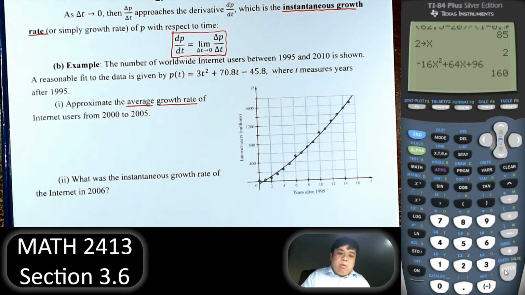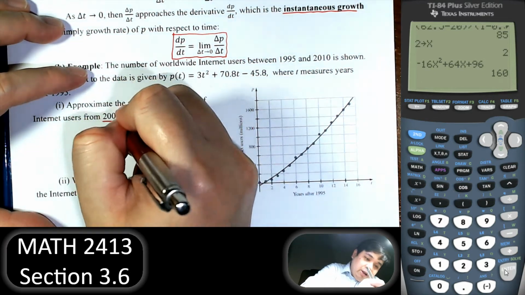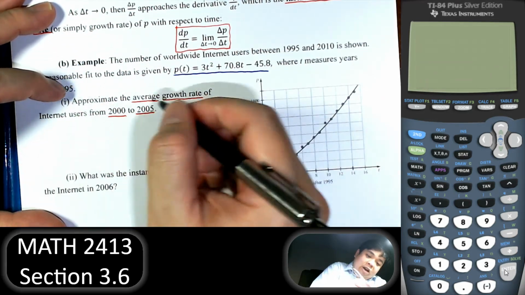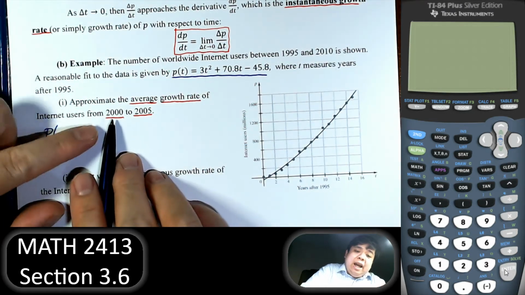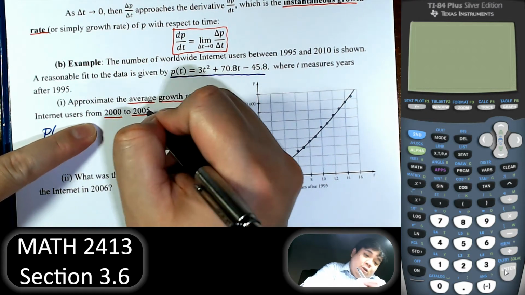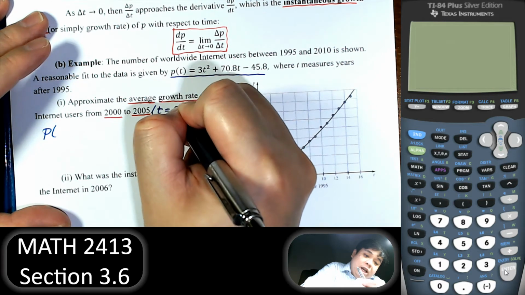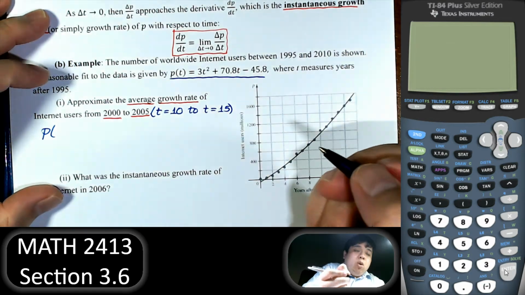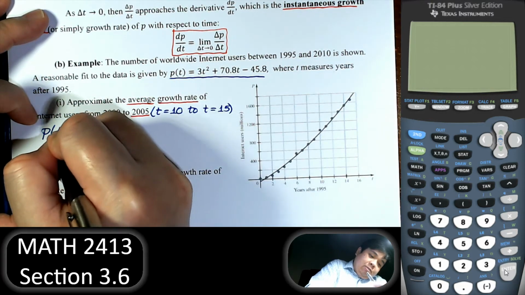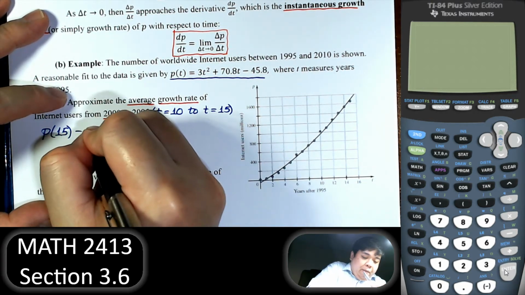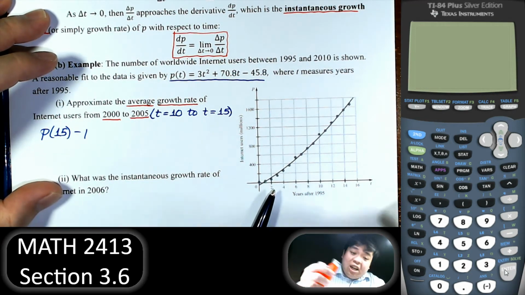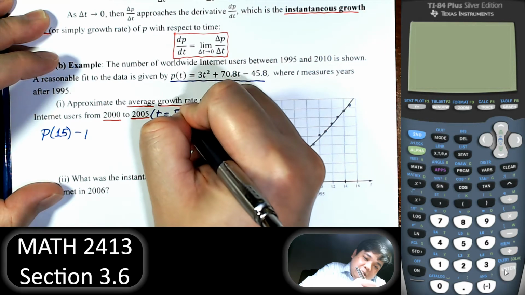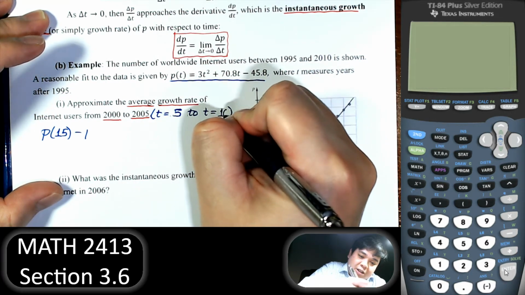So the average growth rate is the slope of the secant line, right, from 2000 to 2005. So pretty much what we have is the function is that. So we're going to say the average growth rate will be, where t measures the years after 1995, from 2000 to 2005, meaning from t equal to 10 to t equal to 15. Right, so we have the data at 15 years after 1995. After 1995, right? So that should be, 2000 is 5 years later, and 2005 is 10 years later. Sorry.